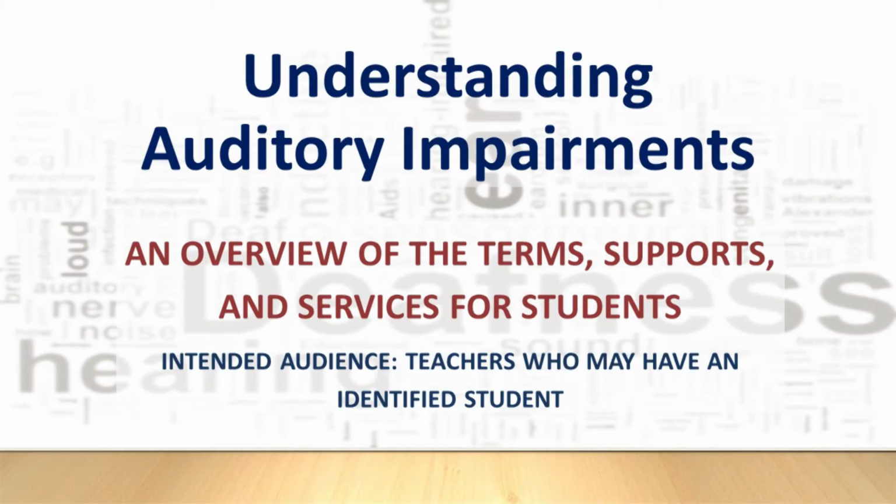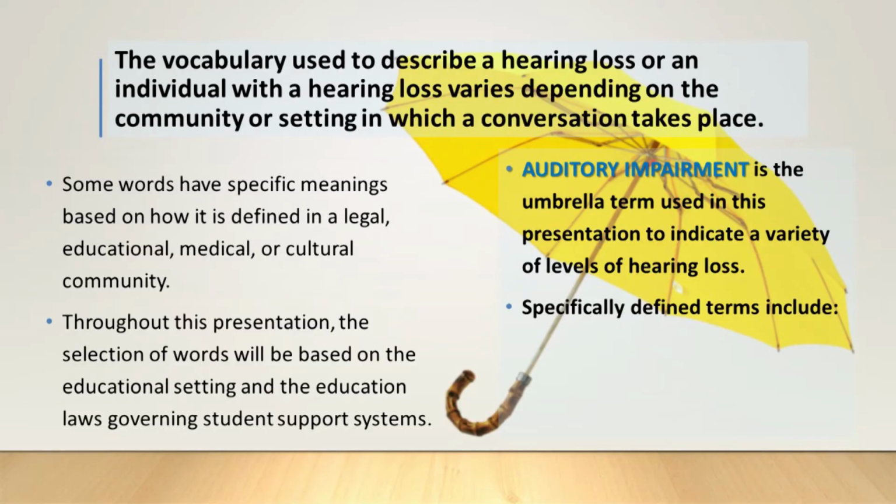The purpose of this presentation is an introduction to foundational information about auditory impairments. The vocabulary used to describe a hearing loss or an individual with a hearing loss varies depending on the community or the setting in which the conversation takes place. Some words have specific meanings based on the legal, educational, medical, or cultural community context of the conversation. Throughout this presentation, the selection of words focus on the educational setting and the educational laws governing student support systems.